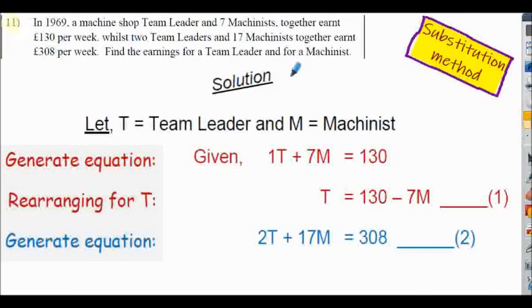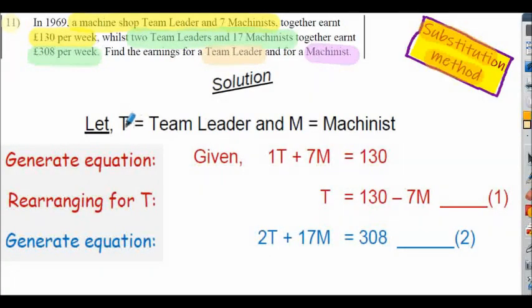Here's question 11, just to review the question for you. In 1969, a machine shop team leader and 7 machinists together earned a value of £130 per week, whilst 2 team leaders and 17 machinists together earned £308 per week. We've got to find the weekly earnings of the team leader and the machinist. So I'll briefly outline the solution using the substitution method.